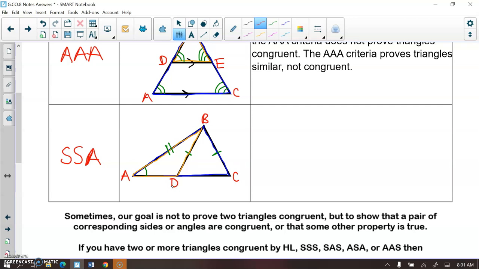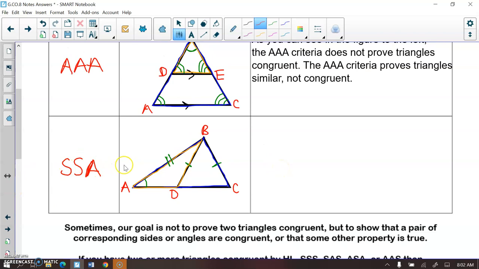Okay, so we can see that the yellow triangle and the big blue triangle have this angle in common, they have this side in common, and then these two sides are congruent. So by side, side, angle, these two triangles satisfy the SSA criteria. However, is the blue triangle congruent to the yellow triangle? No. So we can clearly see that the SSA criteria does not necessarily prove triangles congruent just by looking at this figure.